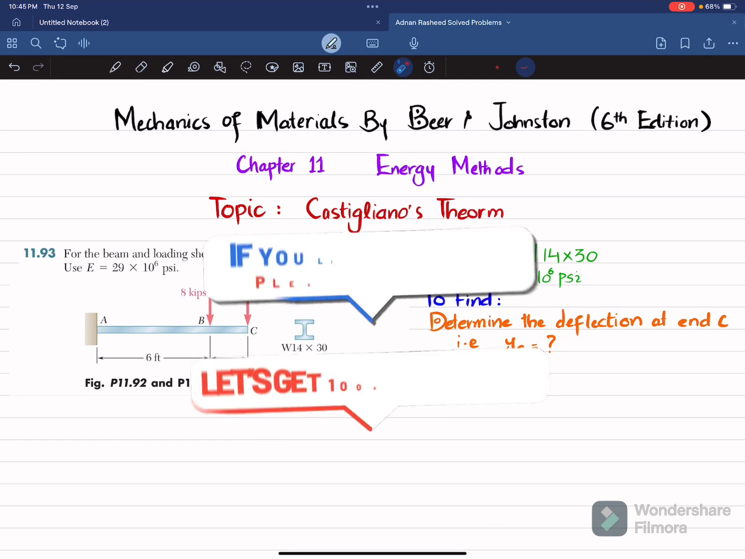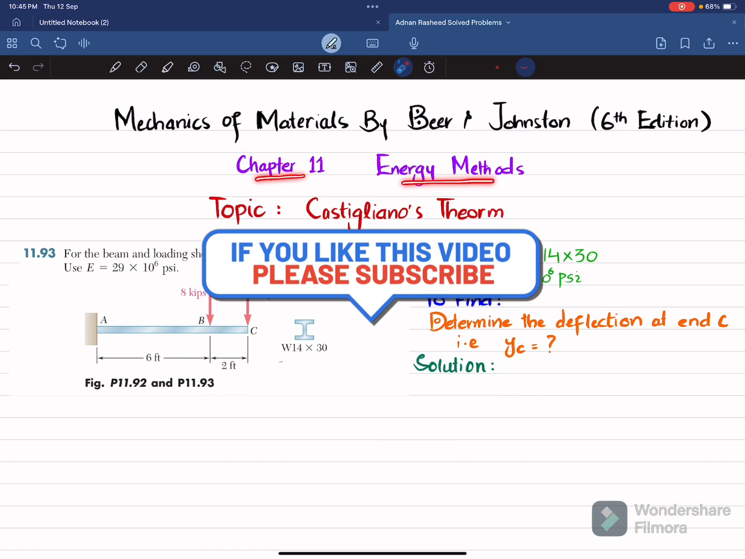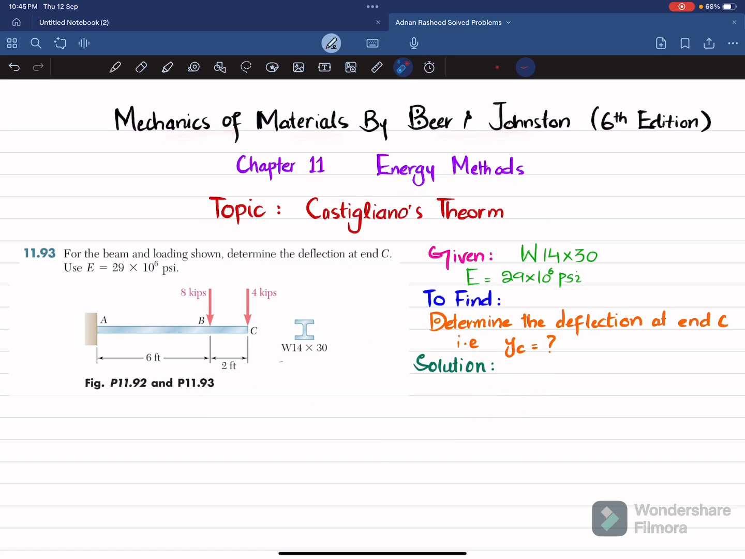Welcome back. Problem 11-93. This problem is taken from chapter number 11, Energy Methods, and the book name is Mechanics of Materials by Beer Johnston, 6th edition. The topic that we are covering is Castigliano's theorem. The statement is: for the beam and loading shown, determine the deflection at end C. Use E equal to 29 times 10 to the power 6 psi.